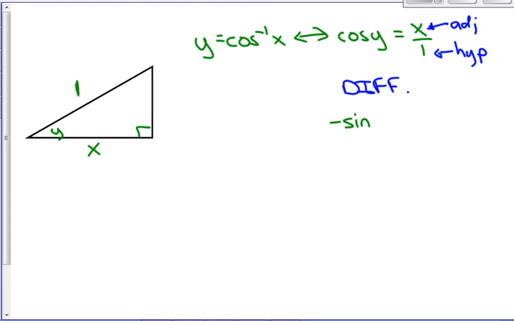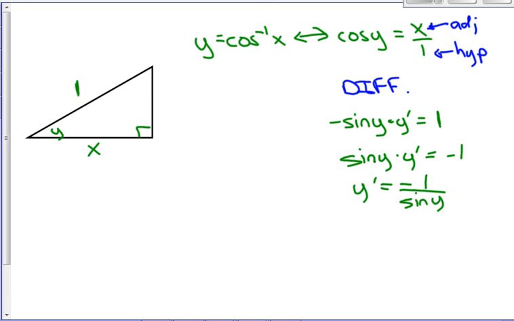And now we'll differentiate implicitly with respect to x. So that'll give us negative sine y times y prime equals, derivative of the right is just 1. I'm going to deal with that negative, so I'll just call this sine y times y prime equals negative 1, or y prime equals negative 1 over sine y. Okay, now I just want to find out what sine y is. And to know that, I'll need to know the last side in the triangle. So here's hypotenuse, here's adjacent. Oh, let's find our opposite.